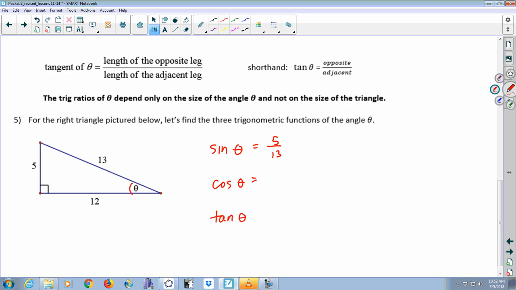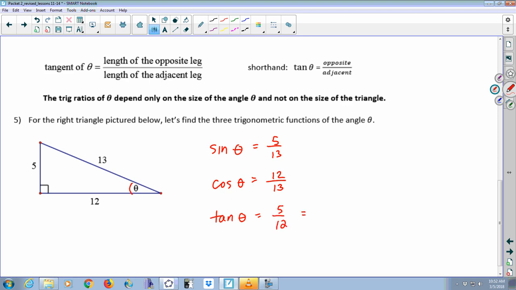How about cosine of theta? Anybody? Cosine of theta? Yeah, Bella? Right, the length of the adjacent side divided by the length of the hypotenuse. And then finally tangent. 5 divided by 12, right.